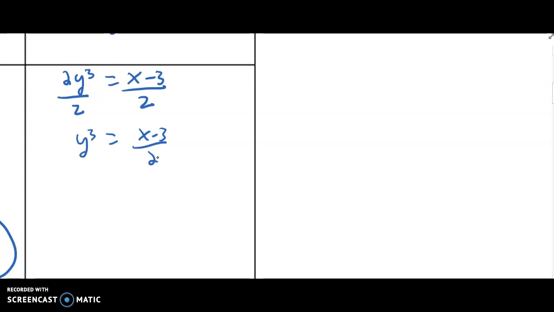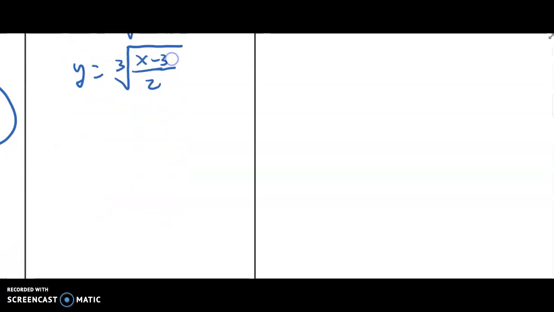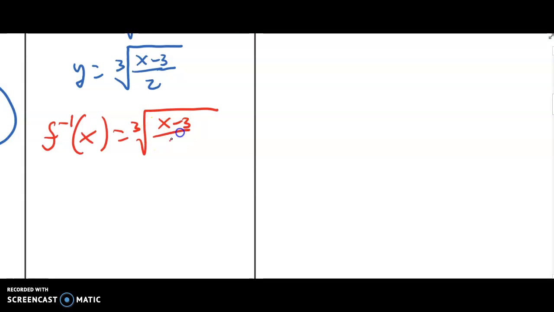Just like the opposite of squared is square root, the opposite of cubed is cube root. So I'm going to take the cube root of each side, and I get that y is the cube root of x minus 3 over 2. Let's write it in proper notation. We're going to say the inverse should be a -1. Inverse of x is the cube root of x minus 3 over 2.